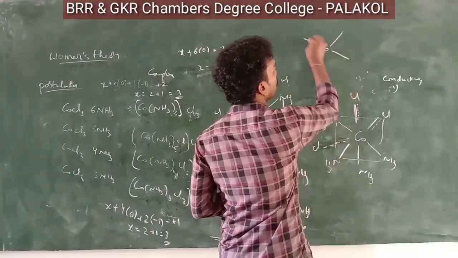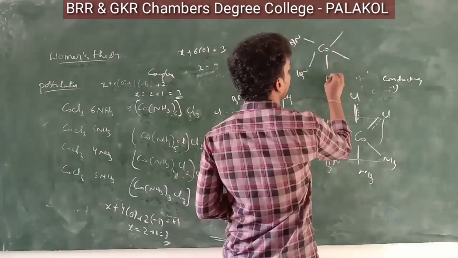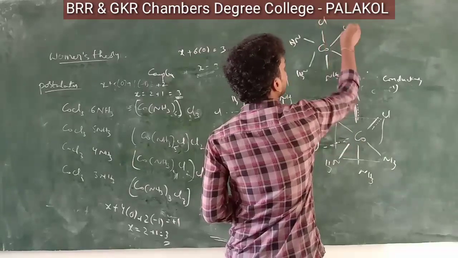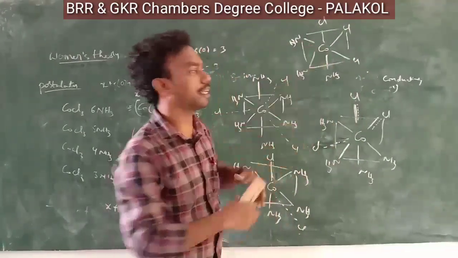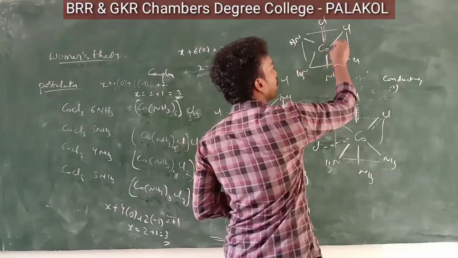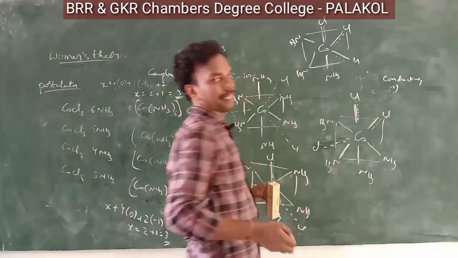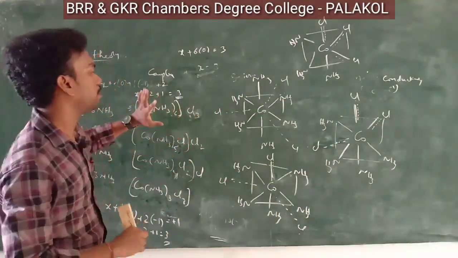Now coming to the fourth complex, the last complex, Co with NH3 and Cl3. So these three chlorides are satisfying both primary valency and secondary valency. Okay, I hope you got this point. Next, what are the defects?